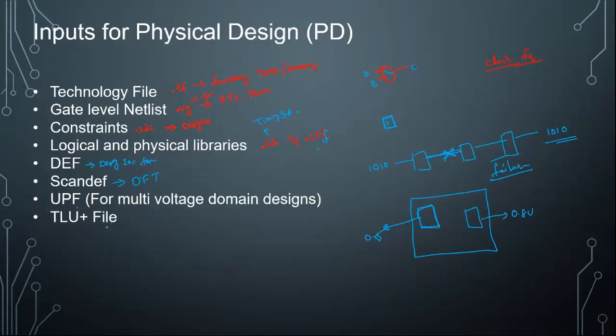The other input file is the TLU plus file. It is a table lookup file which contains RC information. You know what RC is, right? Resistance and capacitance, which directly depend on your delays. So these are the major input files which are needed for the physical design.